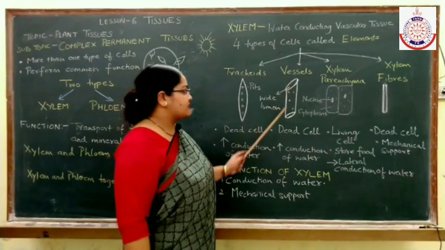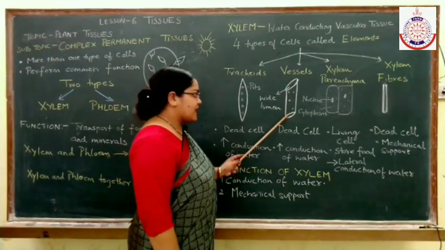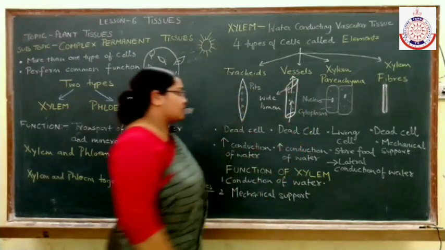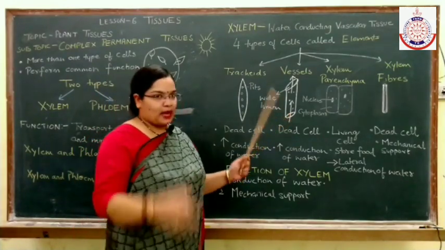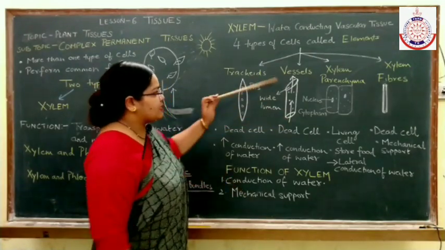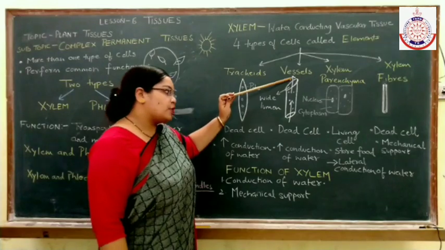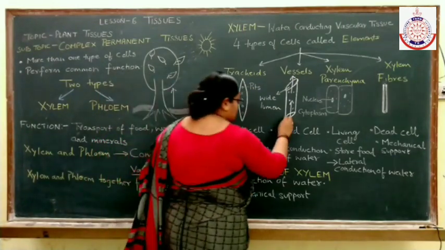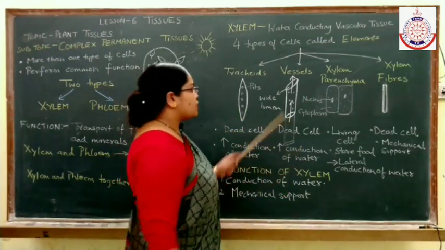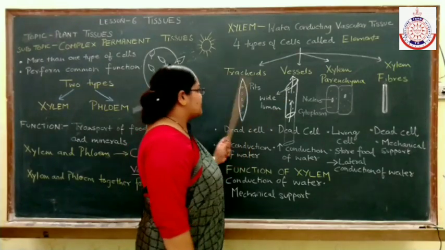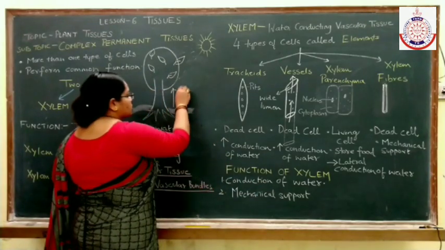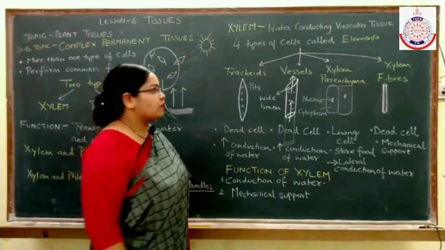at the end of vessels. So conduction of water takes place through these openings. Like in a hose pipe, the conduction of water takes place from inside the pipe. Similarly in vessels, conduction of water takes place through the lumen. And they are placed in a linear manner like this, one above the other. So vessels, like tracheids, also help in upward conduction of water.